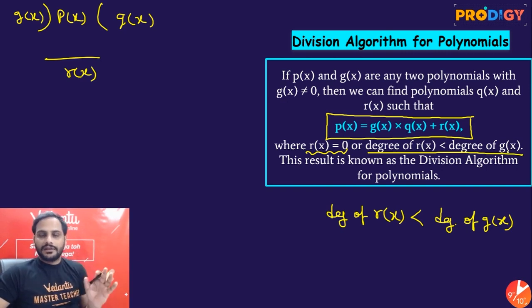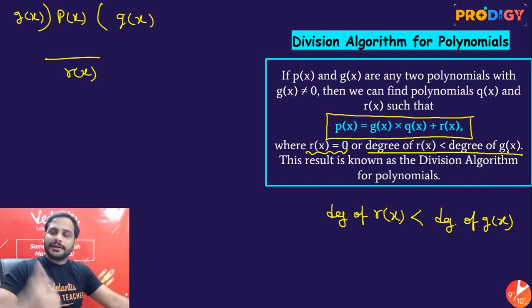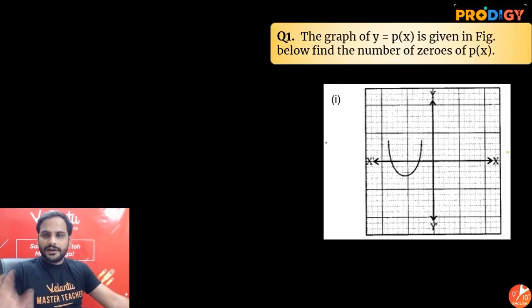This is your division algorithm, and we know how to find the zeros of a polynomial or the remaining factors of a polynomial with the division algorithm, which we have done in the previous session. Alright, now let's solve some questions.